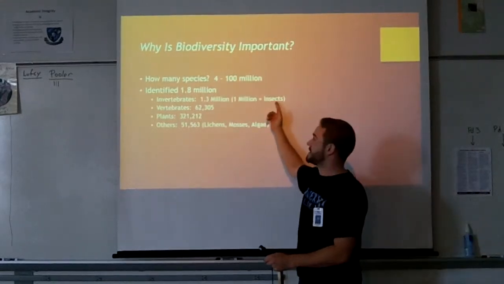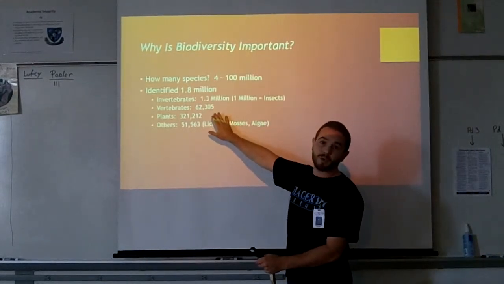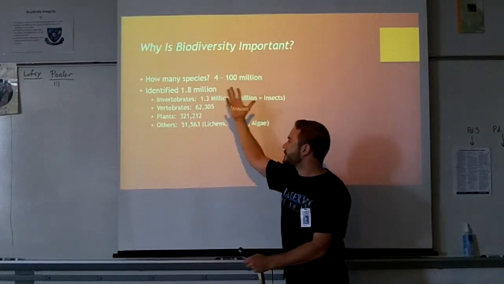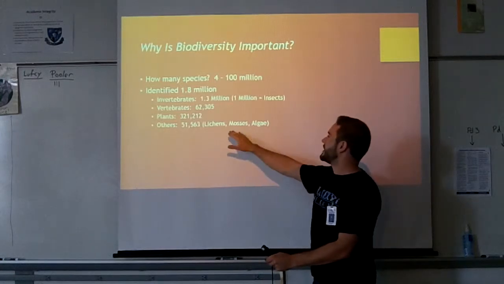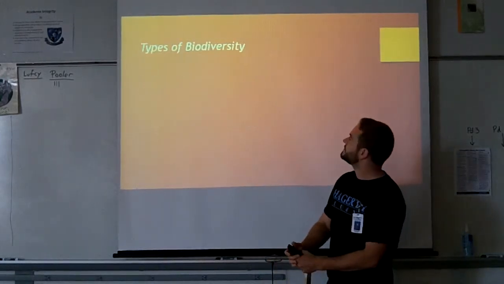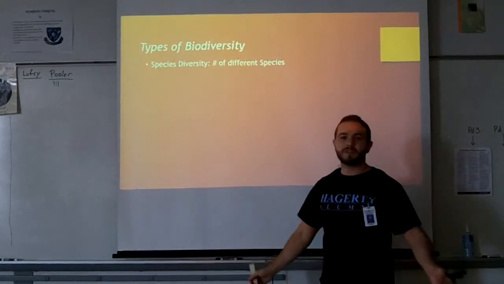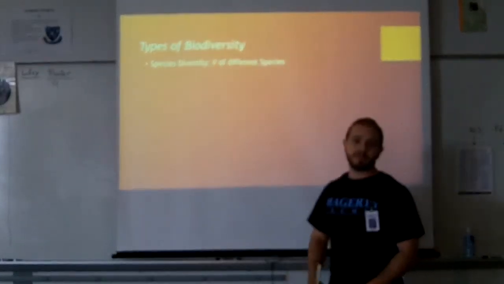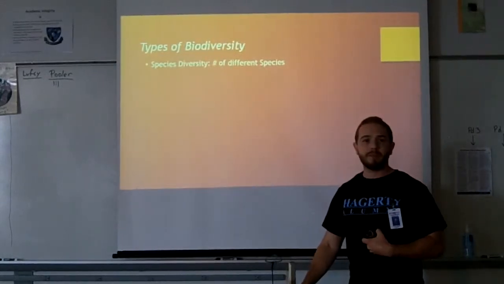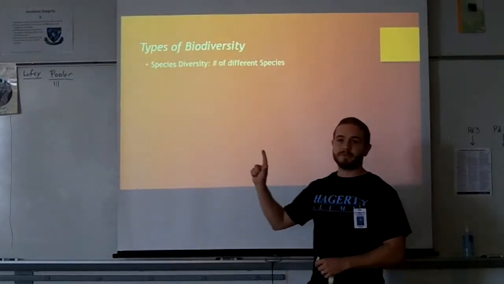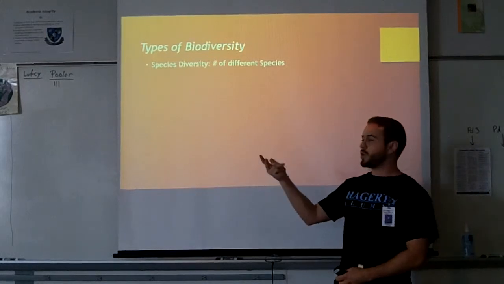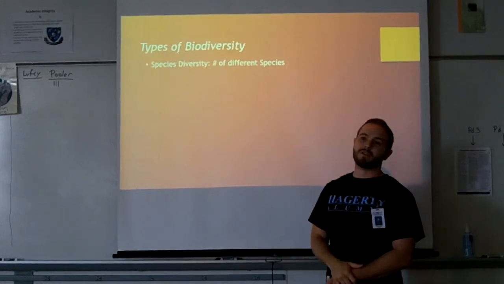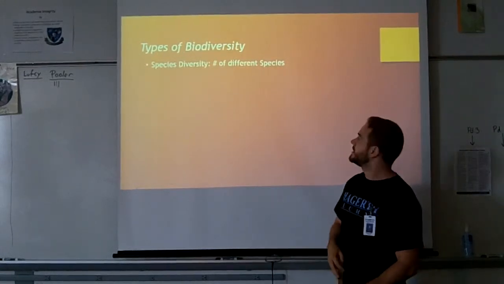Invertebrates are the insects, of course. Vertebrates would be things like you and me, other primates, other mammals, things with the backbone. 300,000 plants, and we have lots of lichens, mosses, and algae. Okay, so different types of biodiversity. Species diversity, right? A number of different species. So in my classroom, I have people, I have a tarantula, I have a rat, tortoise, 2 species of fish, and a snake. So I've got a species diversity of 6 in my classroom.